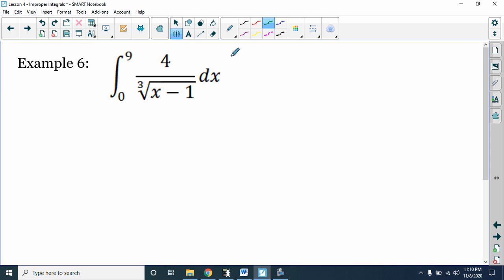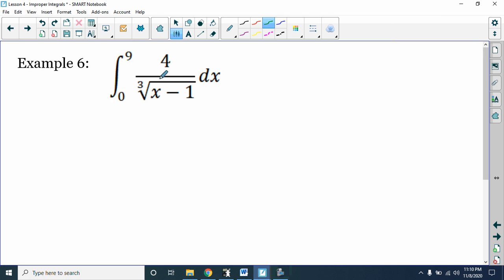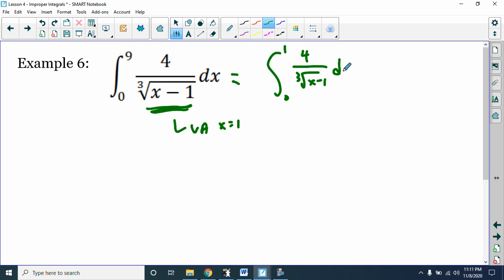Example 6 asks us to integrate from 0 to 9 of 4 over the cube root of x minus 1. Ones like these, it's always real important to check to see if you have a vertical asymptote. This one, our vertical asymptote, is at x equals 1, which is right in the middle of our bounds here. If that's the case, you have to split this into two separate integrals. You have to integrate from 0 to 1, and then you have to integrate from 1 to 9.